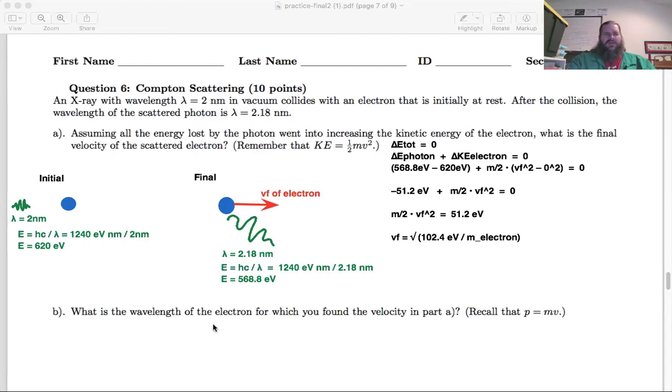And then for the electron itself, in part B, it's asking what's the wavelength of the electron. And it gives you a hint about momentum, mass times velocity. Do you remember how momentum is related to wavelength? H divided by P. Yeah. According to the de Broglie relationship, the effective wavelength of some particle is Planck's constant divided by momentum. So using the mass of the electron and the final speed you calculate in part A, multiply those to get the momentum of the electron, and then Planck's constant divided by the momentum of the electron is the effective wavelength of the electron.